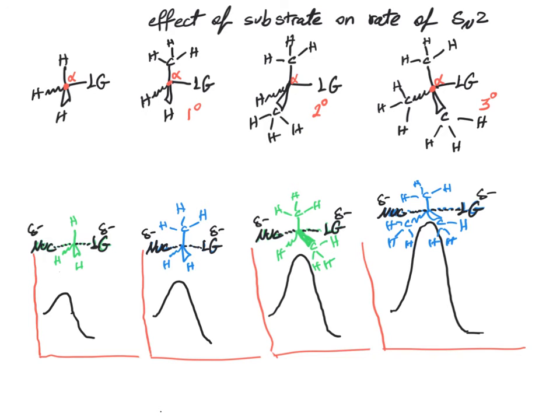And these are the energy diagrams for SN2 reaction of methyl, primary, secondary, and tertiary substrate with the nucleophile. As you can see, SN2 reaction of methyl substrate has the lowest activation energy, and SN2 reaction of tertiary substrate has the highest activation energy.